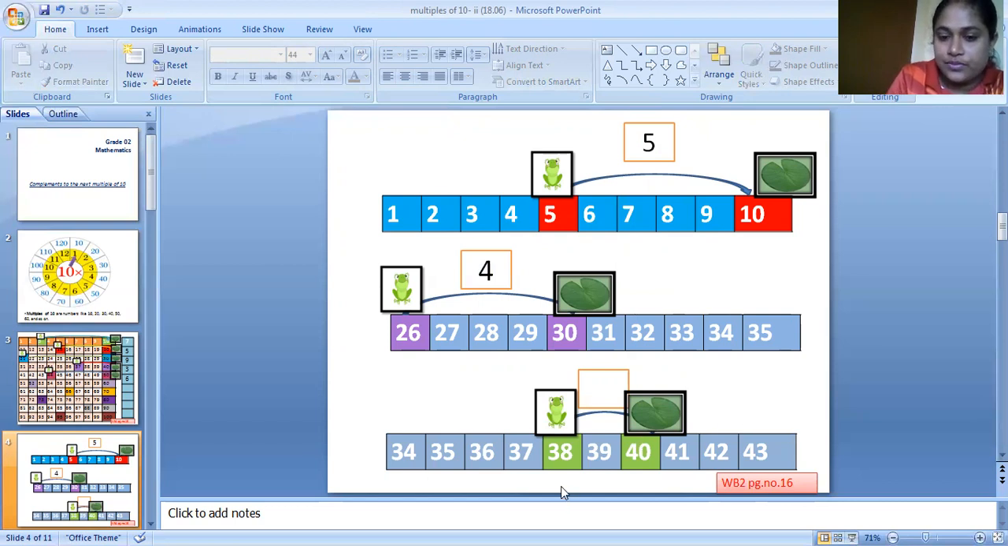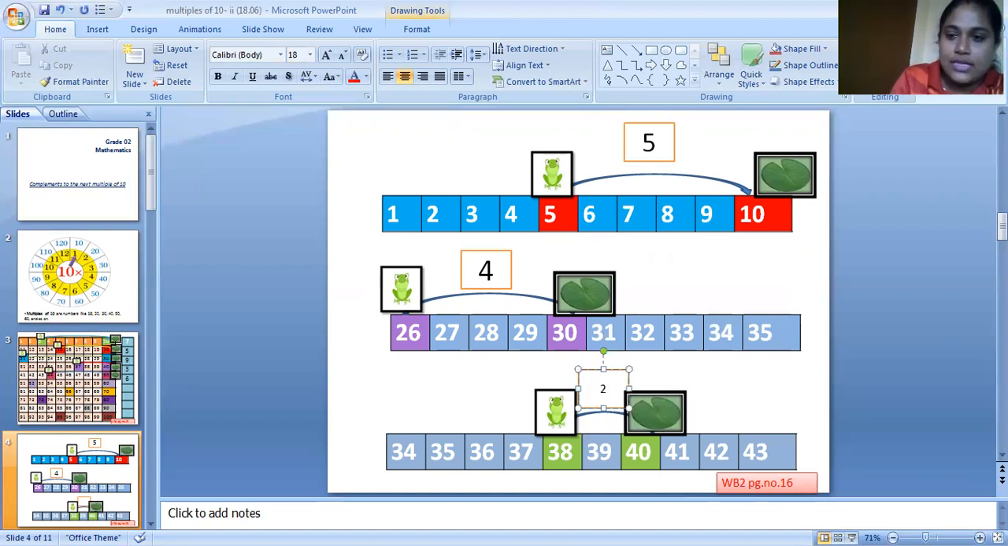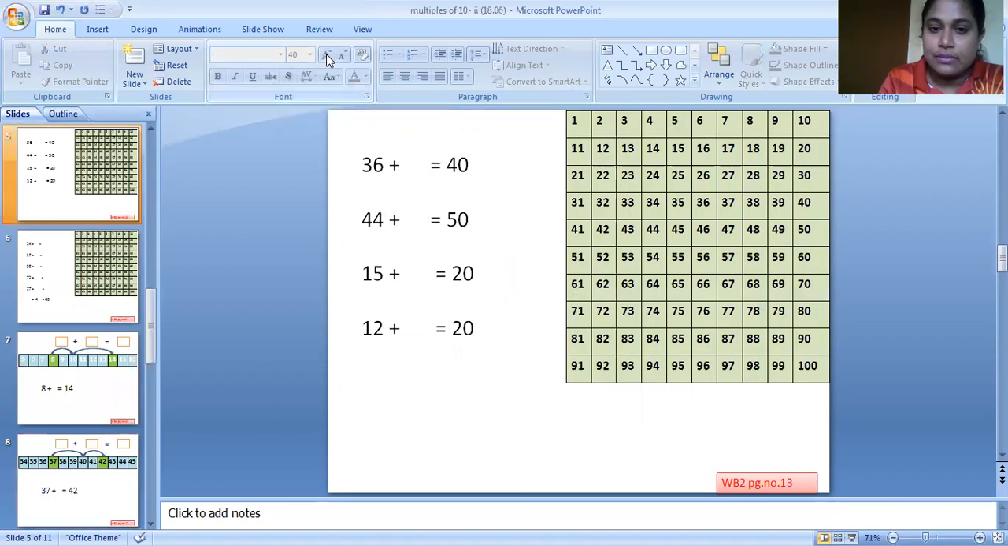Third example. The frog is on number 38 and the lily pad is on the next complement of 10. It is 40. So this frog has to do 1, 2 jumps to find the lily pad which is next to him. The answer is 2. And here also you have 3 more examples to complete, right?